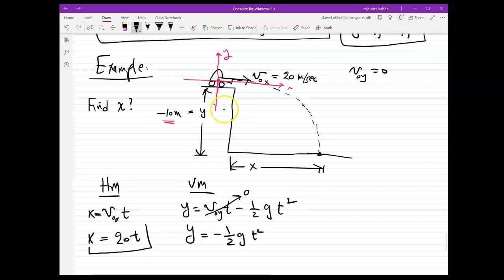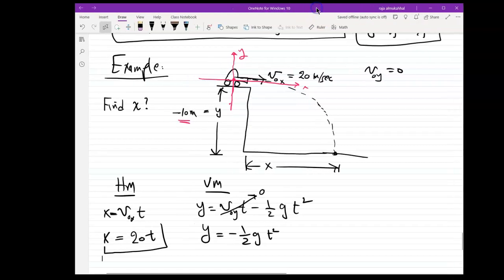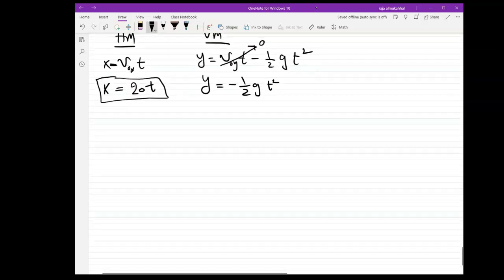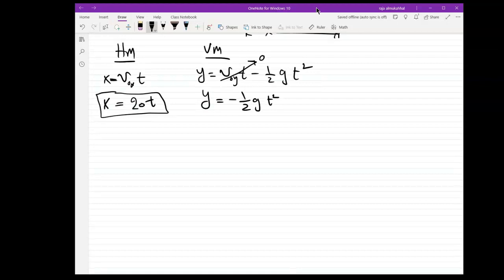Oops, I reached the edge here. Let me move it to the others. So here is my equation right there. And what I want to do now, I start from this one. I have negative 10 equals negative 1/2 times 9.8 t squared. So that would be 10 equals 4.9 t squared.